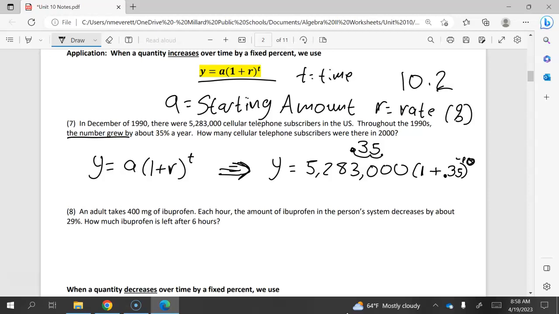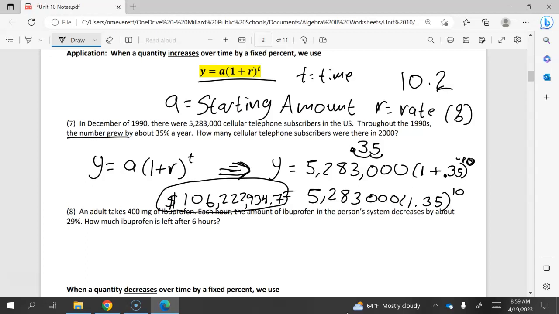The only other thing I would say to do here is add those things in the parentheses. So that's 1 plus 0.35, which would just get you 1.35 to the 10th. And then from there, you just plug that straight into a calculator, with the parentheses and all. So that's 5,283,000, parentheses 1.35, raise that to the 10th. And you would get out of that around 162,934.7.